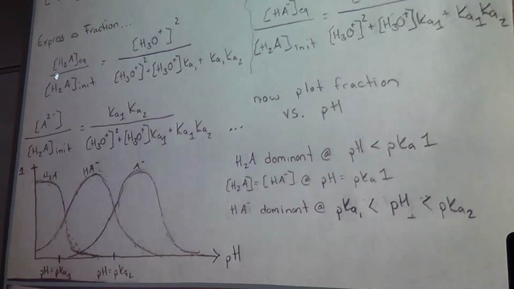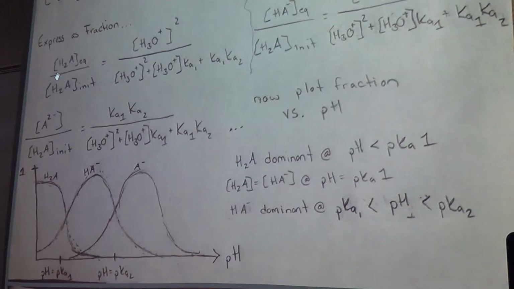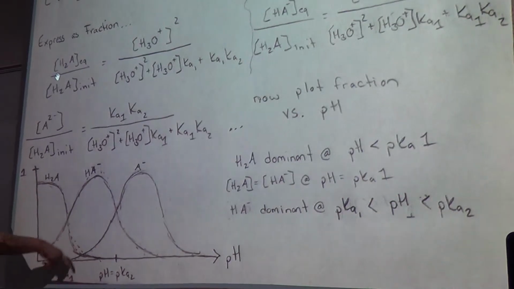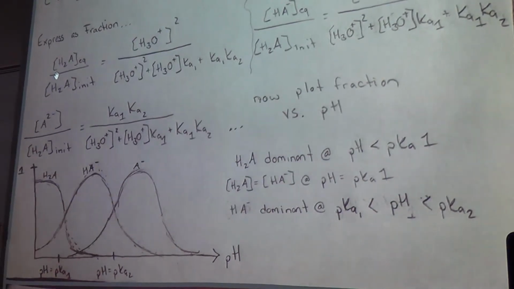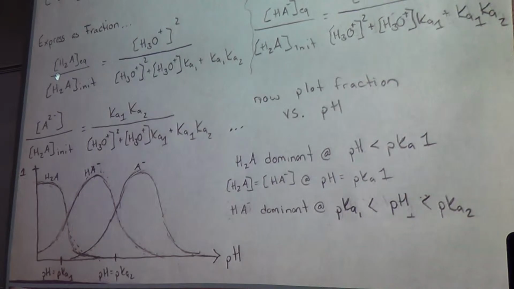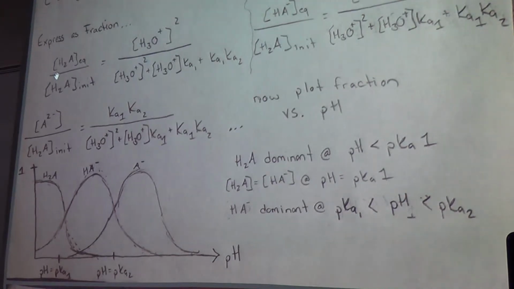You can take as many protons as you want on an acid. This is a diprotic acid. You can do the same thing for a triprotic acid, write out all the concentrations, and you're going to get that same kind of alternating concentration effect as you move through the various pKa's for the species.